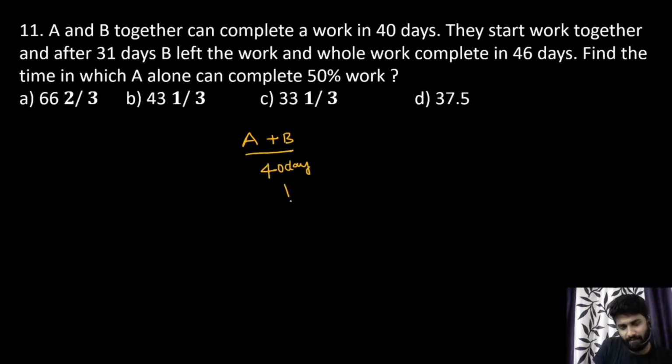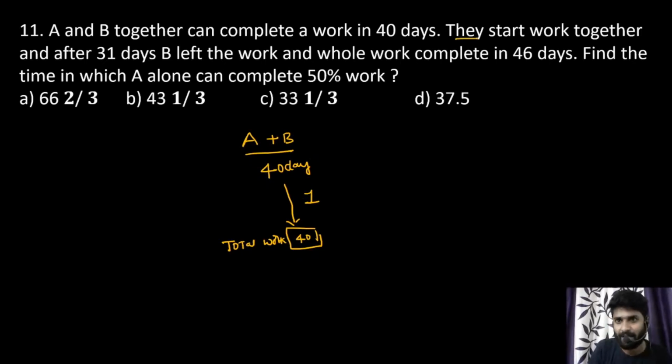There is no other clear information, so I consider the total work equal to 40 units. A and B can complete the work in 40 days, which means they perform 1 unit per day. This is point number 1 for this type of question. Clear? The work is 40 days of work, and they perform 1 unit per day.